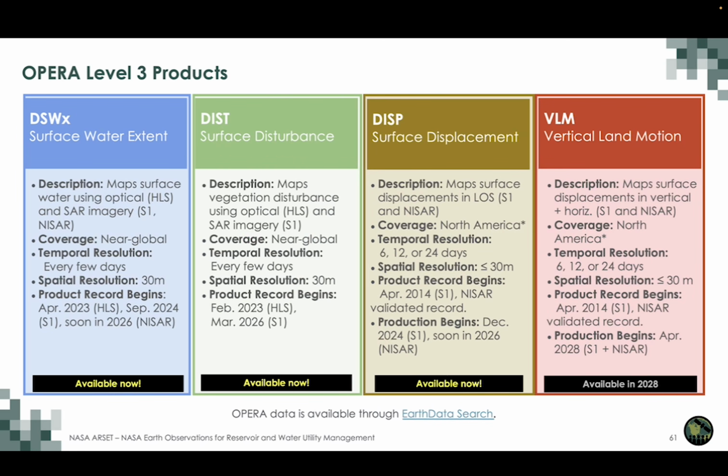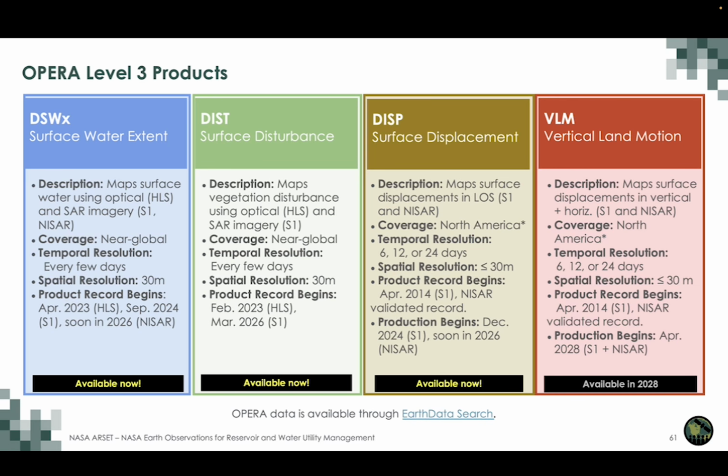Now let's dive a bit deeper into the OPERA Level 3 Surface Water Extent product, or DSWX. This product is unique because it combines multiple types of satellite observations to map surface water. It utilizes optical imagery from the harmonized Landsat Sentinel-2 dataset, as well as synthetic aperture radar, or SAR, imagery from Sentinel-1, and soon from the NISAR mission. By combining optical and radar data, DSWX provides highly reliable, near-global coverage. The radar component is especially critical for water managers as it allows us to map flood extents and reservoir boundaries even through heavy storm clouds or dense forest canopies.